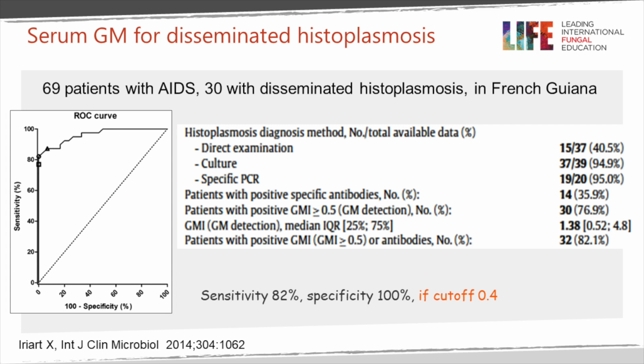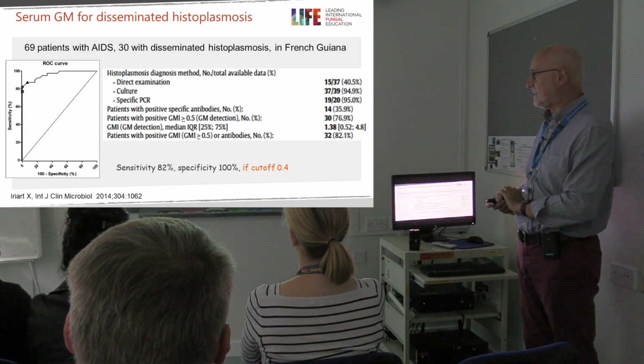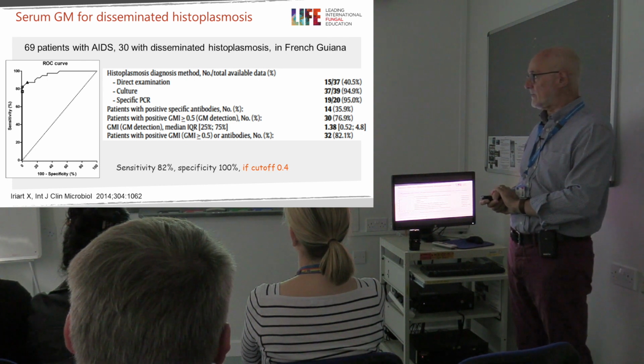And then finally, it's been recognised that there's a degree of cross-reactivity between Aspergillus and other moulds that we've discussed, and histoplasma, the cause of histoplasmosis, histoplasma capsulatum in particular. And here we have a study from French Guiana, and we can see here the level of cross-reactivity between Aspergillus and histoplasma.